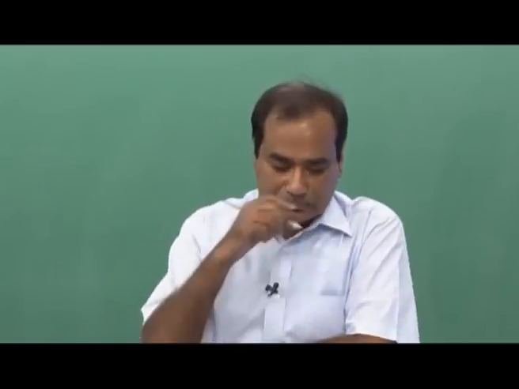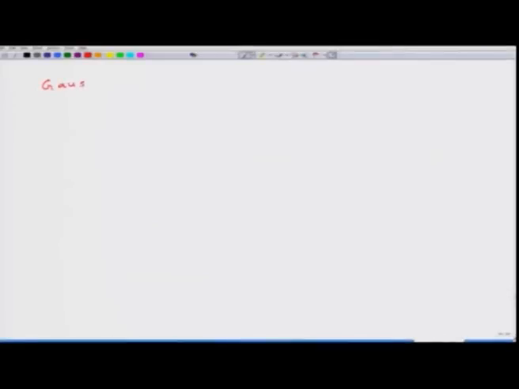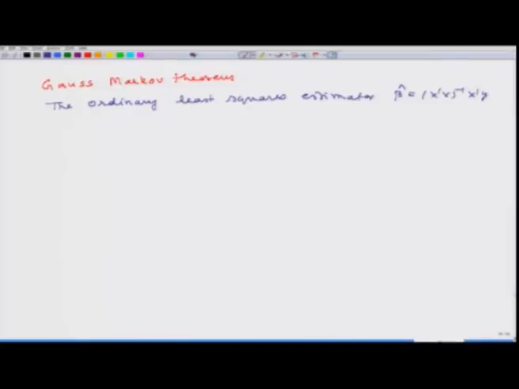So for that we have a theorem which we call the Gauss-Markov theorem, and this theorem states that the ordinary least squares estimator beta hat is equal to x transpose x whole inverse x transpose y is the best linear unbiased estimator of beta.